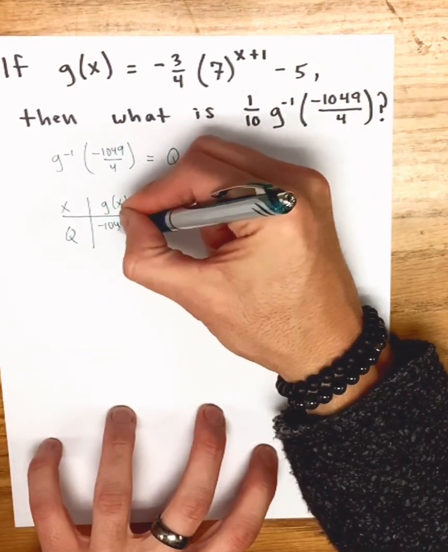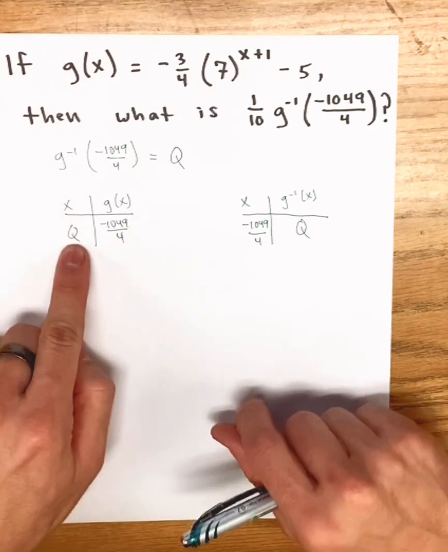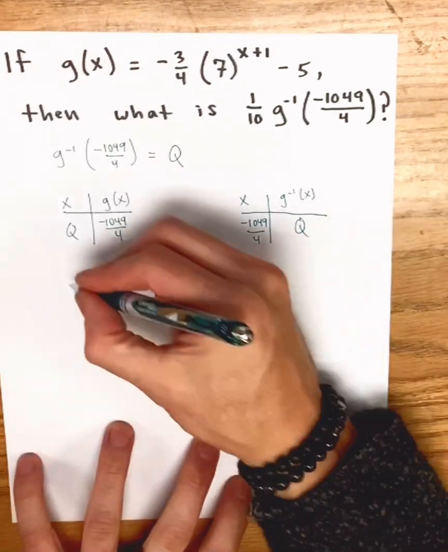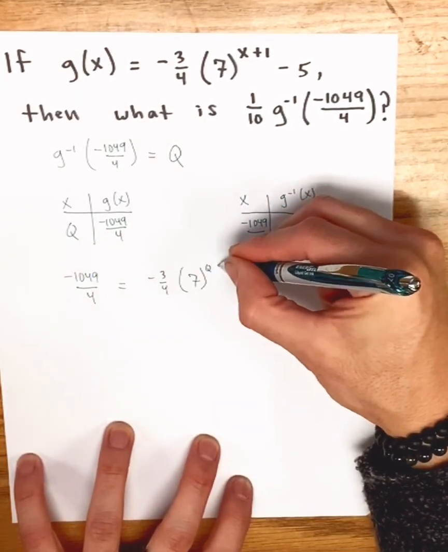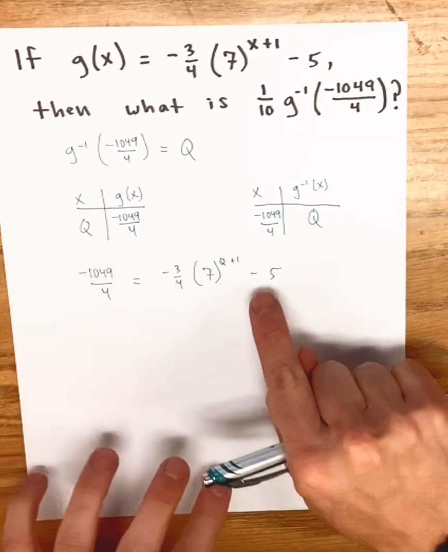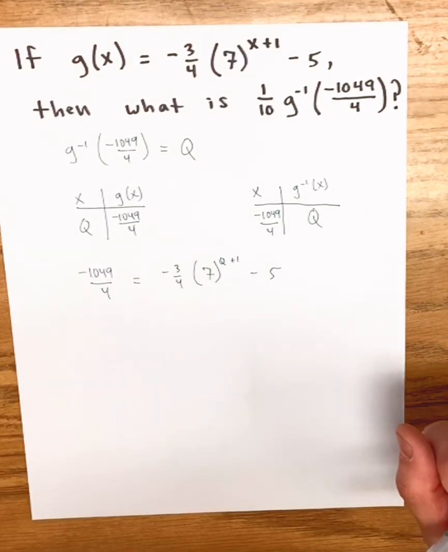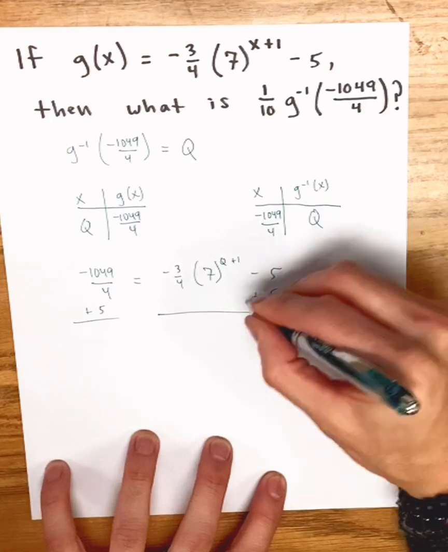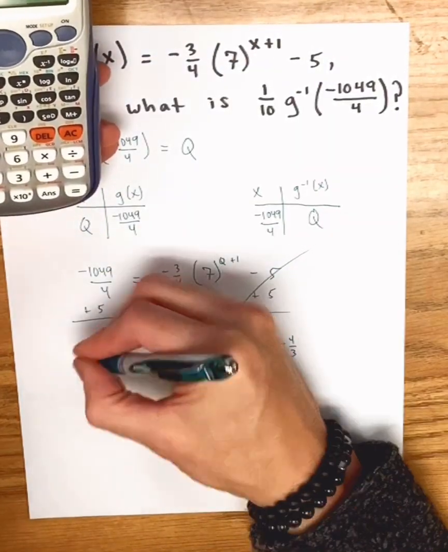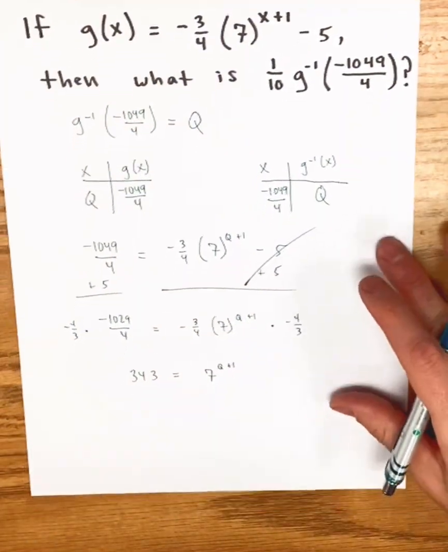And then what I can do thereafter is, since I know what G actually is, this can be my input there, and this can be my output there. Now from here, it's a matter of solving for Q. So I'm gonna add the 5, then I'll multiply by the reciprocal, and I'll see where that takes me. So I've been led to this point.